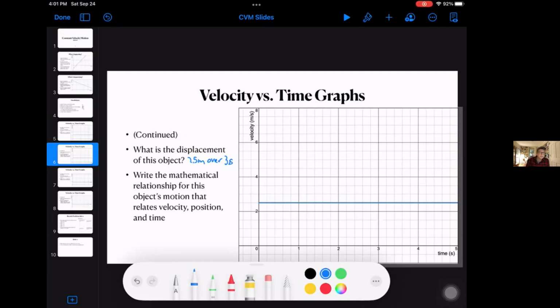Can we write the mathematical relationship for this object that relates its velocity and position and time? This is a great moment for me to stop this particular recording, give you a moment to think about this, and then let you pick up with a new video.